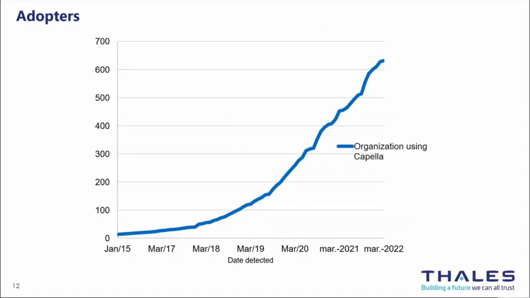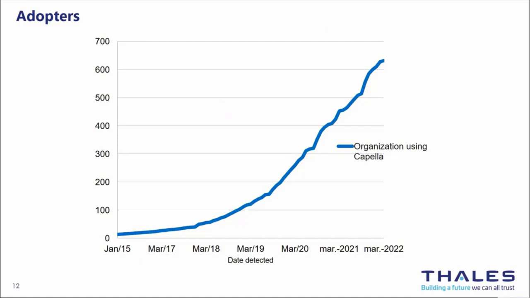Some, I would say, official data, even if it's quite difficult to have official data from an open source tool, but Obeo does a great job of following this. So you see the great increase in organizations using Capella. Of course, it doesn't only include industrial organizations, but also academic organizations and small enterprises. But it's a huge increase, almost 50% last year. We are today around 630 organizations using Capella. So it's great news.